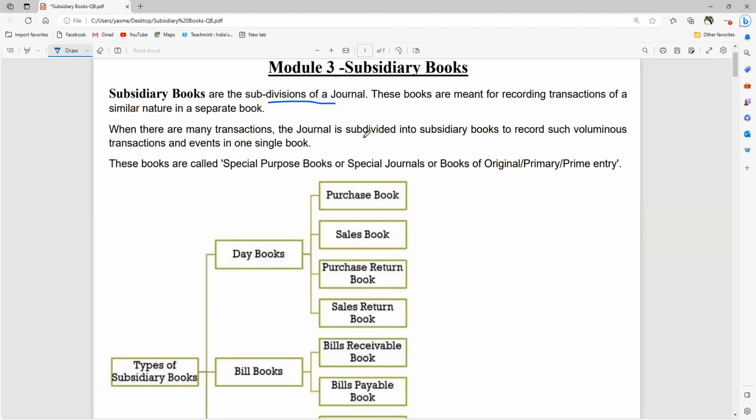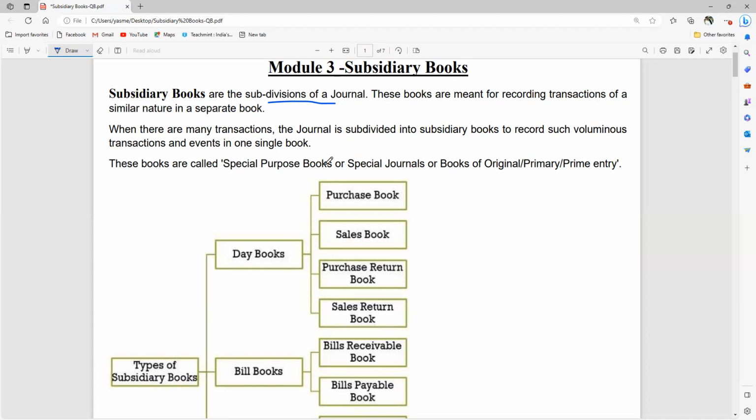When the transactions are more, if we keep recording all the transactions in one particular journal book, it will be confusing and it creates difficulty in searching for any particular transaction in that journal. So, keeping in mind the voluminous transactions which may take place in a single business every day, this subsidiary books concept has been introduced.